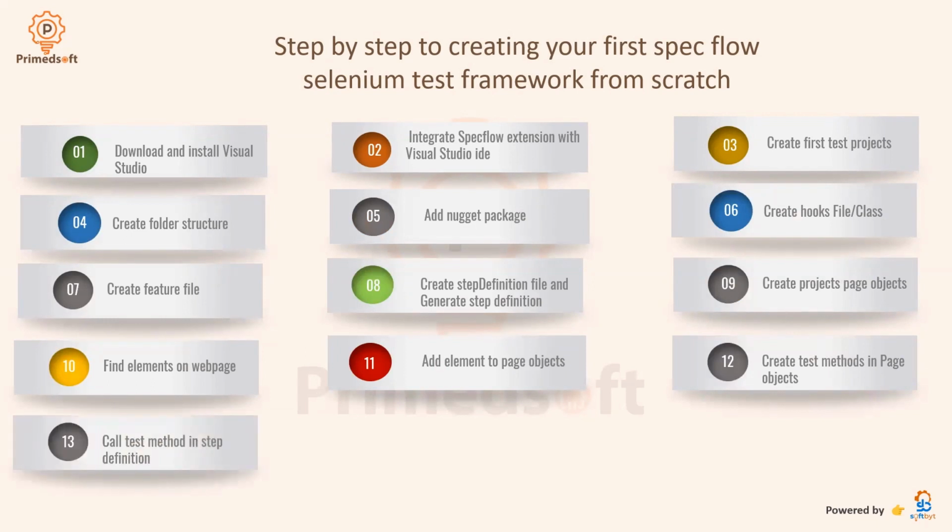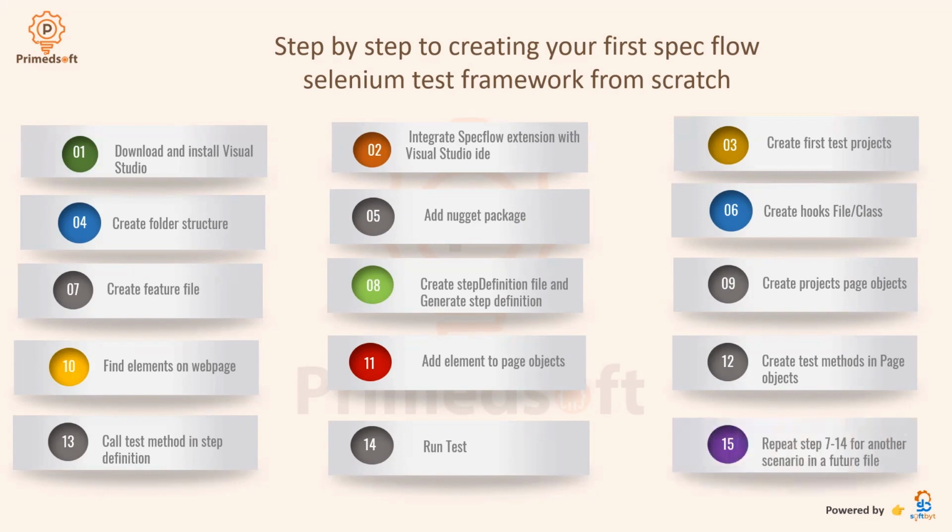So just know the steps, because these are the steps that you follow. After you create your method in the page object, you now call the methods in your step definition, okay? And after that, you run your test, right? After running your test, to create another test you will have to repeat. So repeat steps 7 to 14 for another scenario in your feature file.